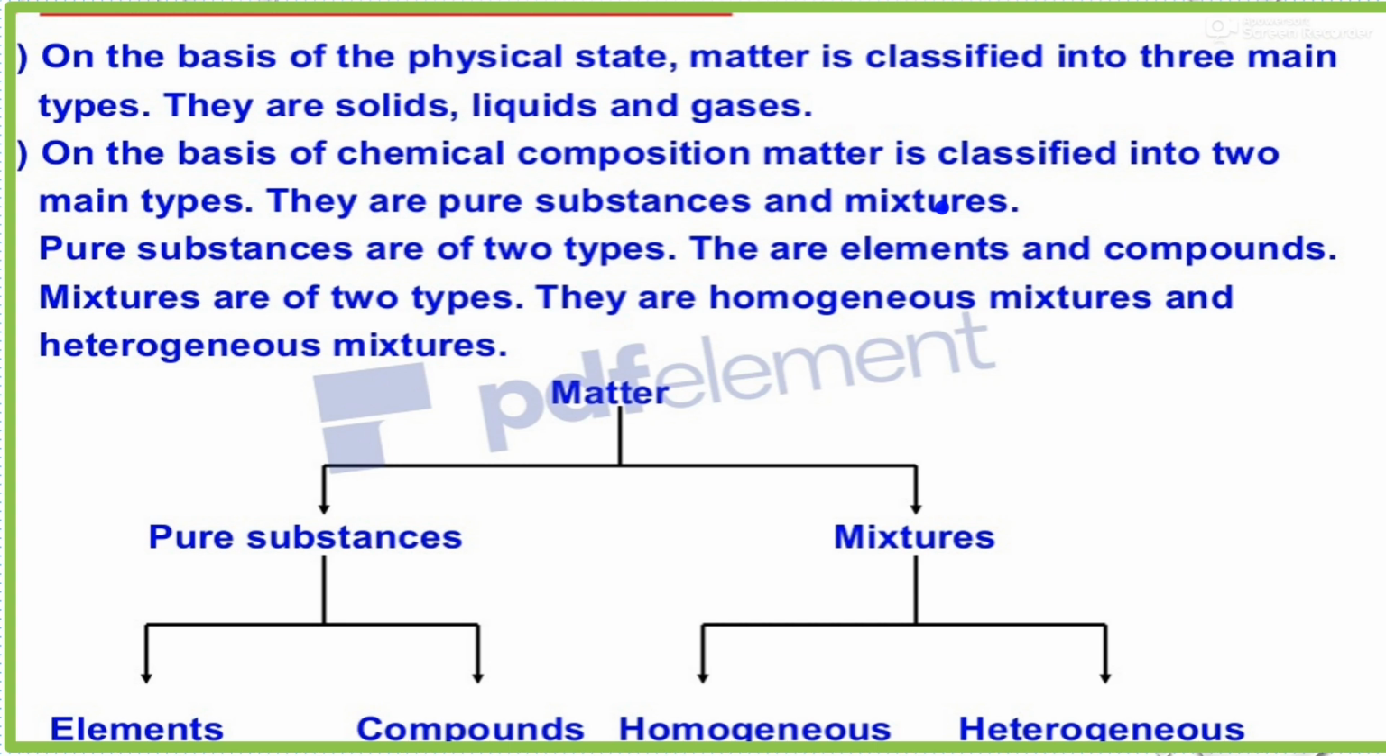So, on the basis of chemical composition, matter is classified into two categories. First one is pure substances and second one is mixtures. And pure substances are again divided into two categories, elements and compounds, and mixtures are classified into homogeneous and heterogeneous mixtures.